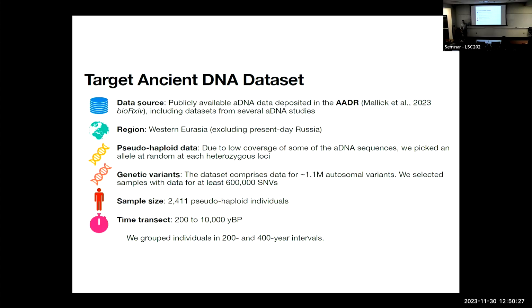These are some details about our data set. Basically, what I'm going to say here is that we got this public data from Western Eurasia. We focus on 1.1 million autosomal variants. The sample size for different analyses is a different number, but the minimum that we have is 2,400. And then we group the individuals in time periods of 200 and 400 year intervals.